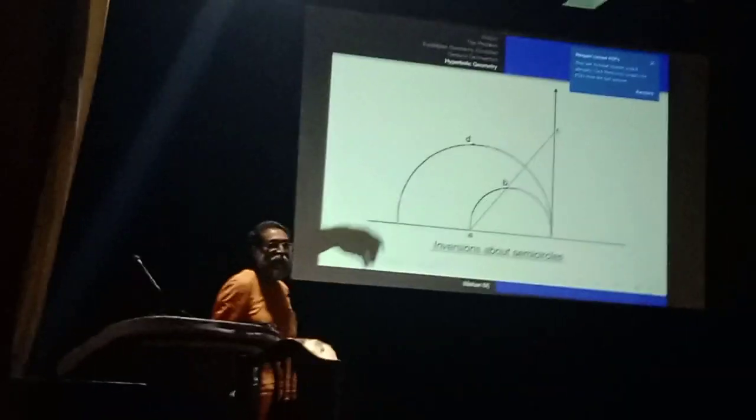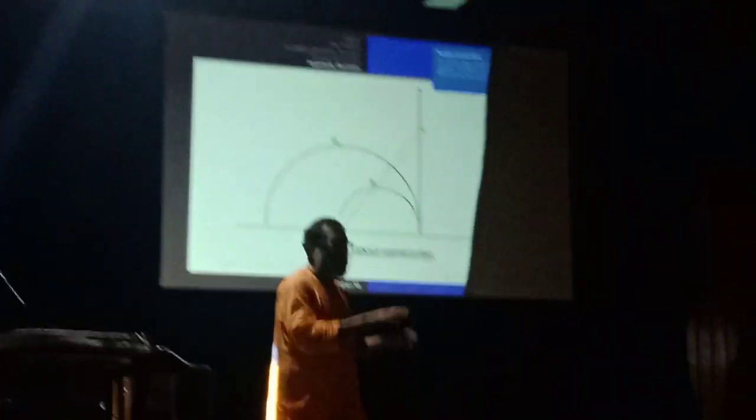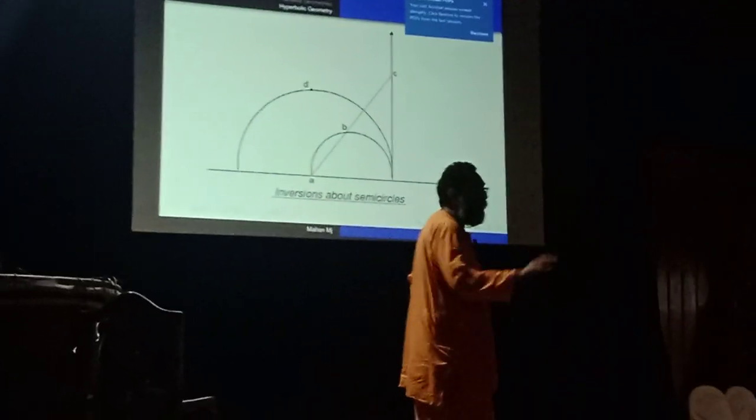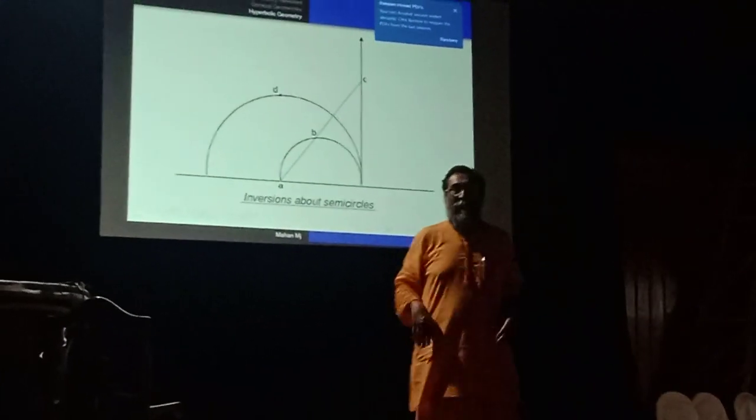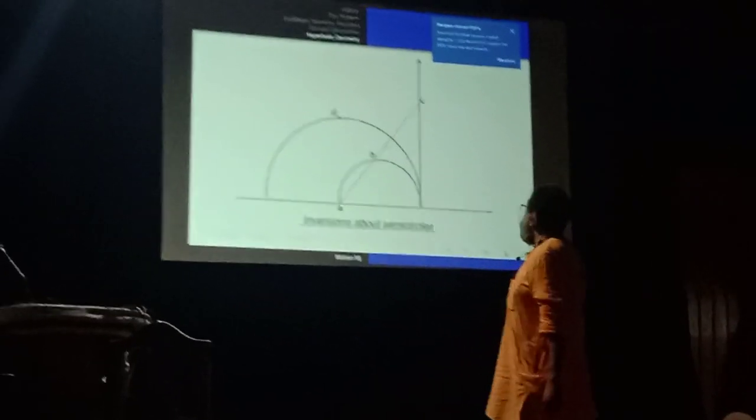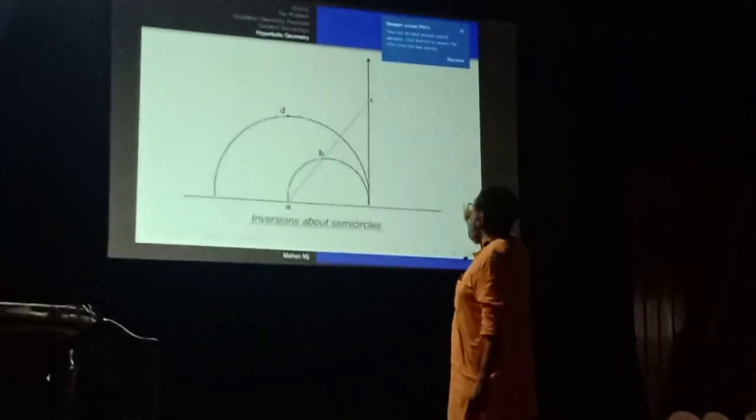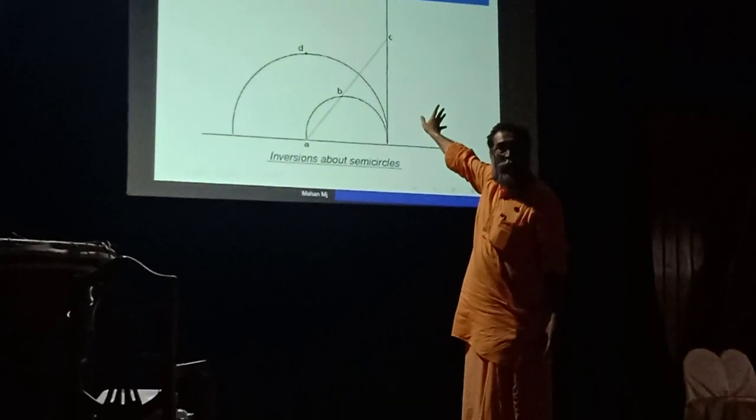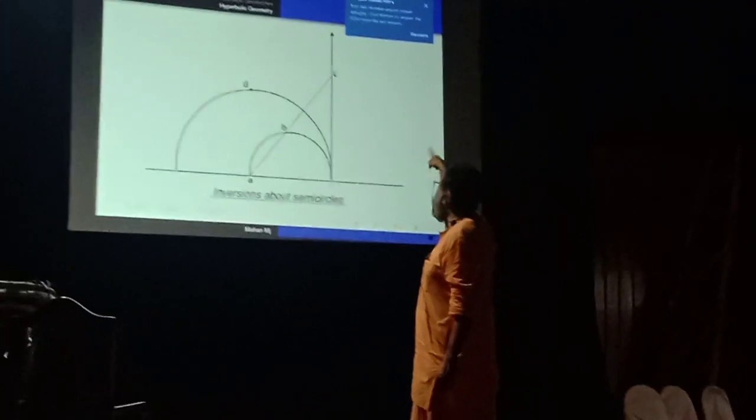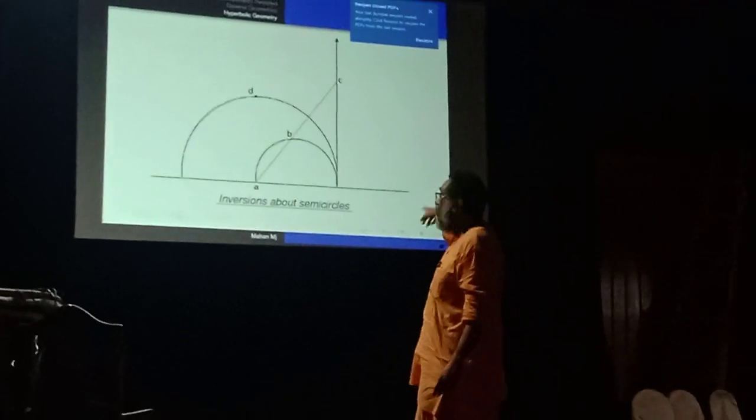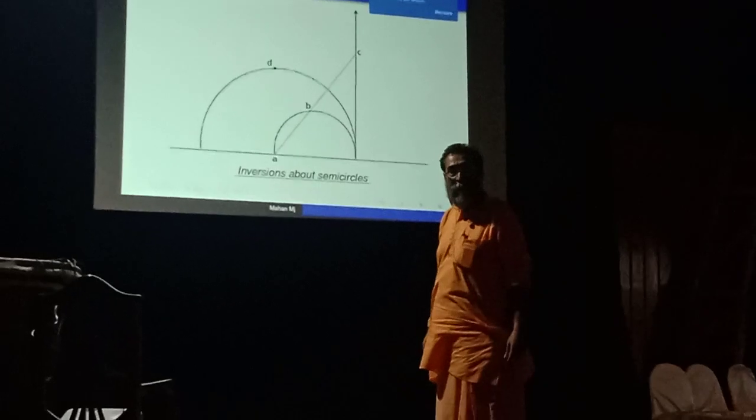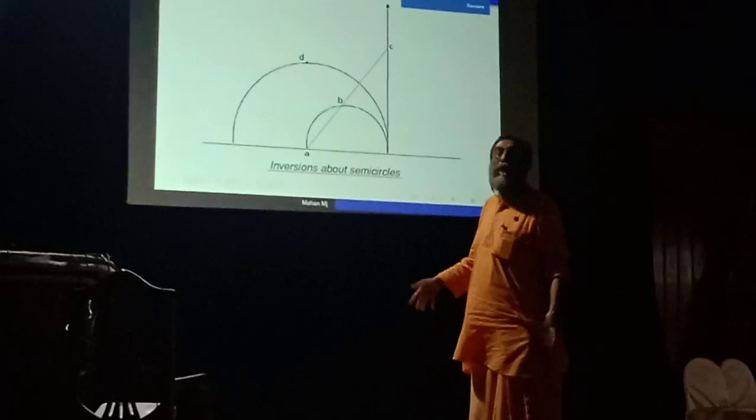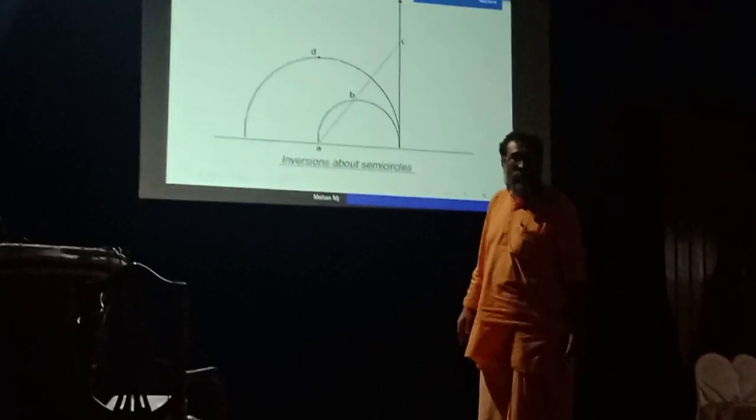This is a nice exercise in Euclidean geometry. As soon as you know what a circle is, you can do this. So what is this? This vertical line on which little c lies is a geodesic in the hyperbolic plane, we know that. This semicircle through little d, which is tangential to this vertical line at the right point, is the semicircle about which we want to invert.